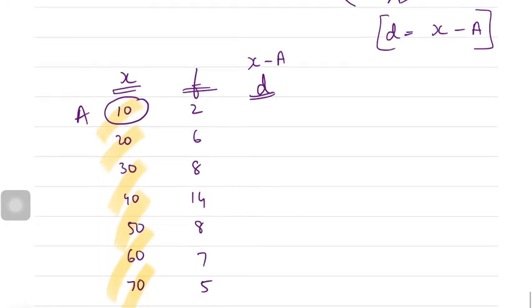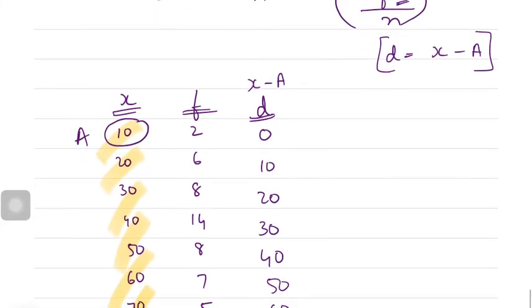Okay, x is 10, 20, 30, 40, 50, 60, 70, right? And a is 10. So 10 minus 10, 0. 20 minus 10, 10. 30 minus 10, 20. 40 minus 10, 30. 50 minus 10, 40. 60 minus 10, 50. And 70 minus 10 is 60.